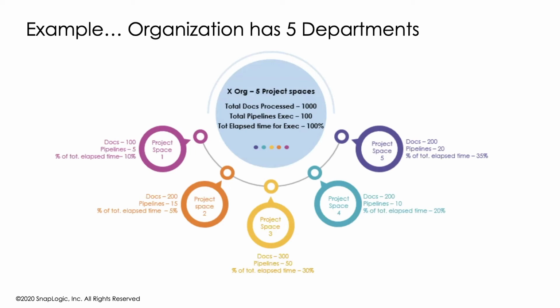Now, it's going to provide you with clear information surrounding the total number of documents processed, the number of pipeline executions, the number of integrations that have executed, and the total quantum of time that has elapsed for executions. Unfortunately, there is no direct breakdown available on our user interface. Like, department A did this, department B did this, and so on.